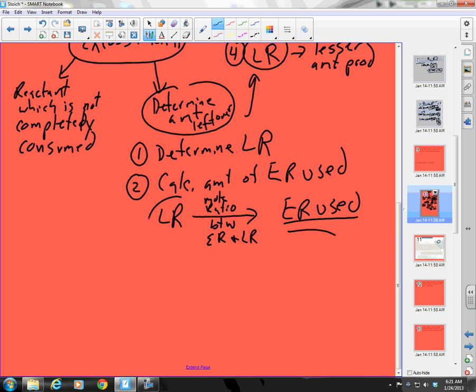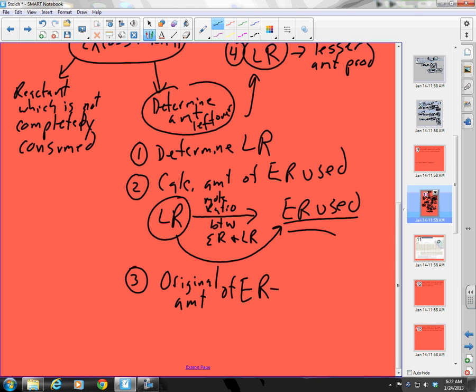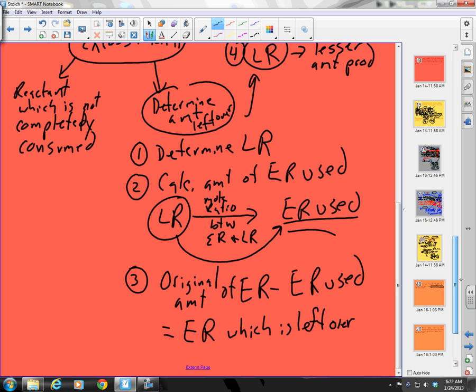All right, so I'm going to use my limiting reagent and stoichiometry to calculate my excess reagent, and that's how much is used reacting with my limiting reagent. Then I'm going to take my original amount of excess reagent minus the amount of excess reagent used, and that will be the excess reagent which is left over. Okay? It's really not that bad, folks. Although it can frighten some people, it's really not.